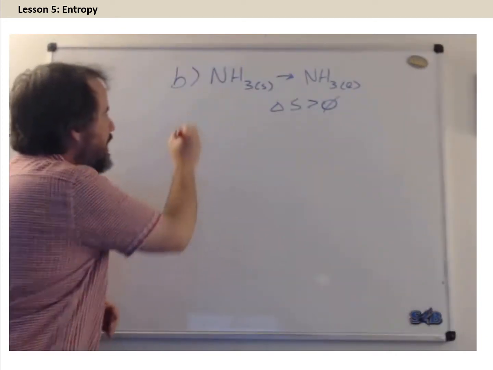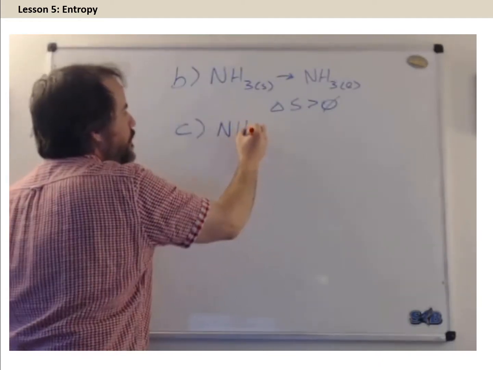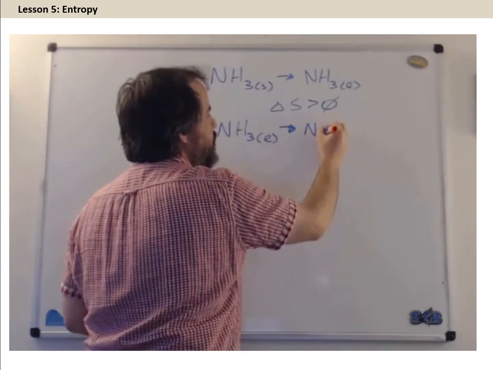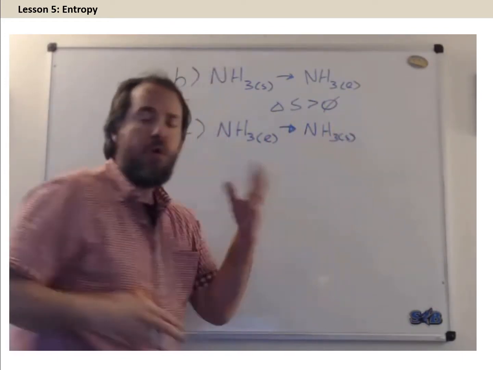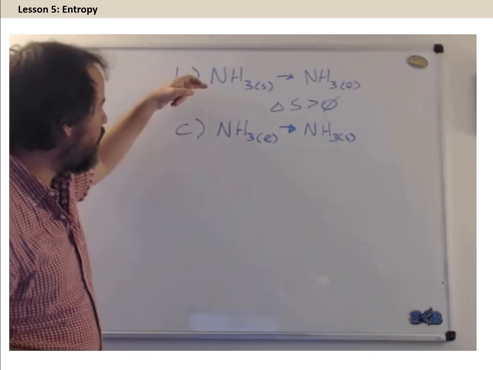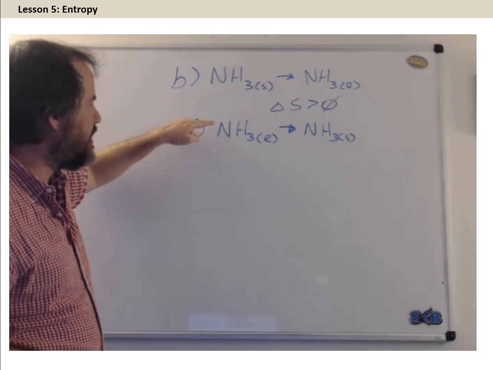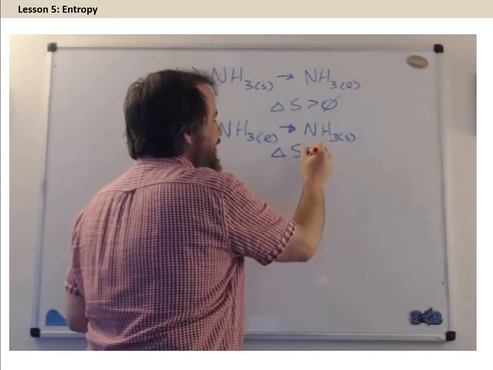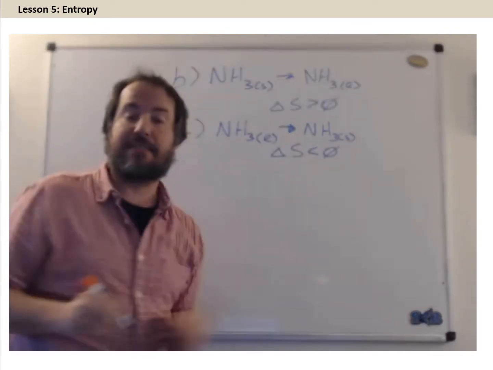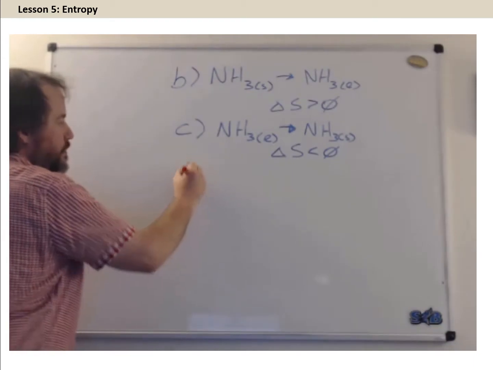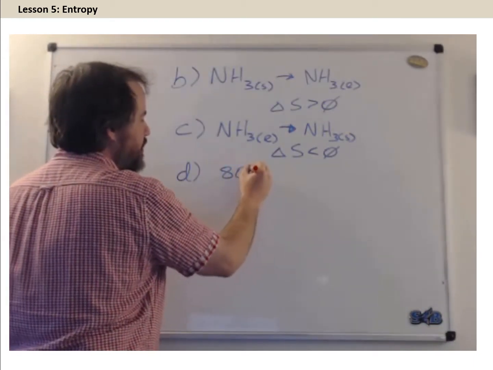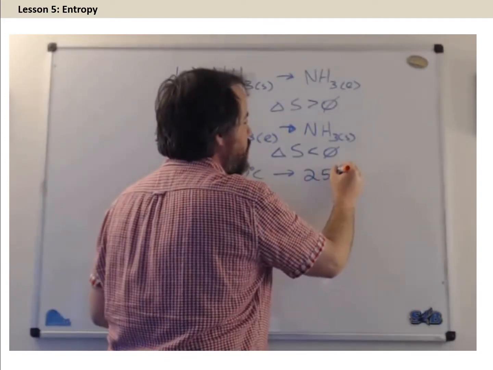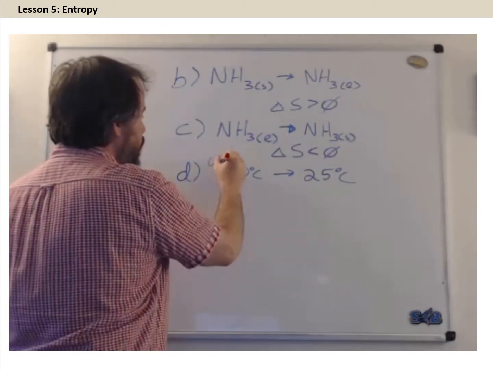We said that delta S is positive. Let's do C. In C, we're going from NH3 liquid to NH3 solid. We could try to figure this out, or we can just say this is the opposite of B. And so if this is positive, this must be negative, less than 0. All right, D, we have water at 80 degrees going to room temperature. Room temperature is about 25 degrees C.